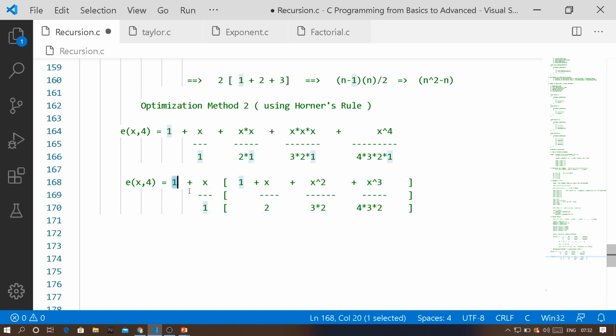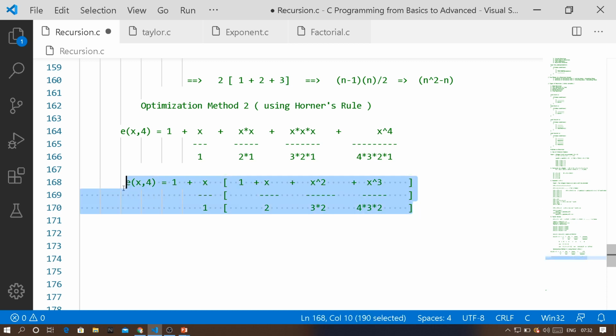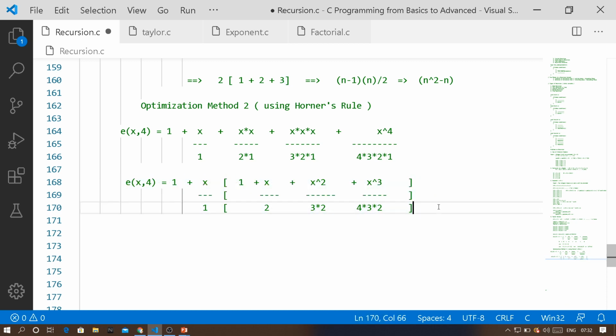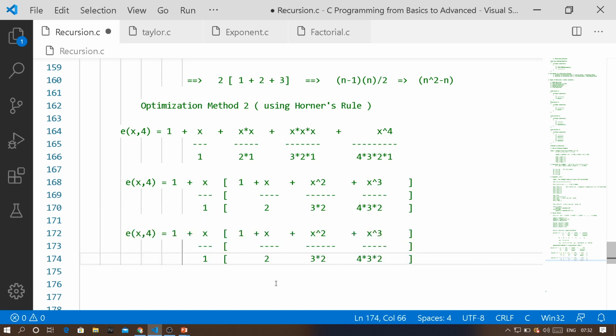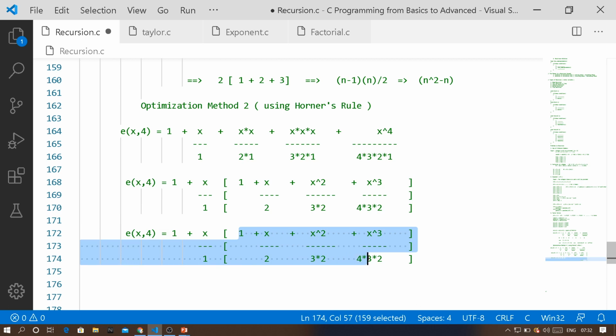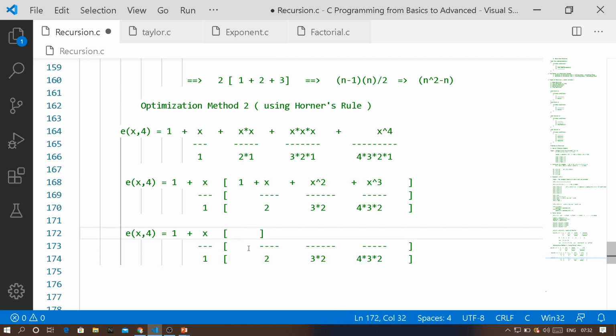Okay, so what we will be doing is, I'll just take the entire equation again. But one thing is, this internal term is going to be different. These internal terms are going to be different. Okay, so let me take it out and we can just start it from scratch.